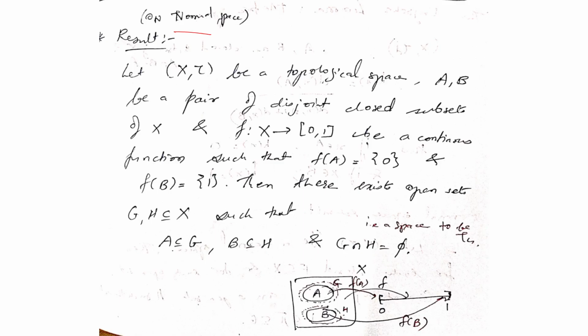So we want to say here that if this is our topological space (X, tau) and these are our two closed sets A and B, and there is a function defined from X to this closed interval 0 to 1, which is a continuous function, then we can find such open sets G and H such that G encloses A and H encloses B and they are disjoint. So this is one result on normal spaces. Fine. Next, what about its converse?